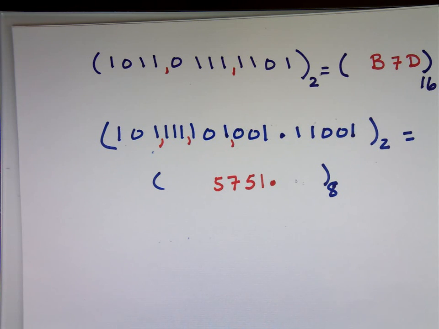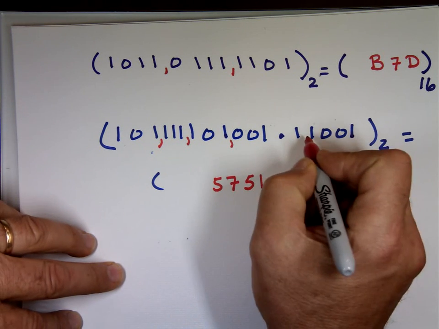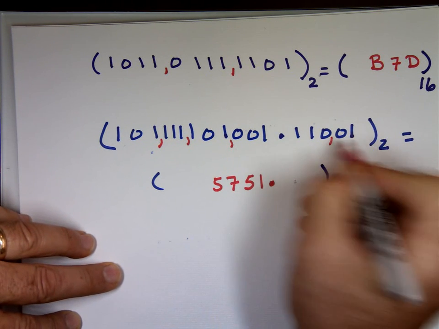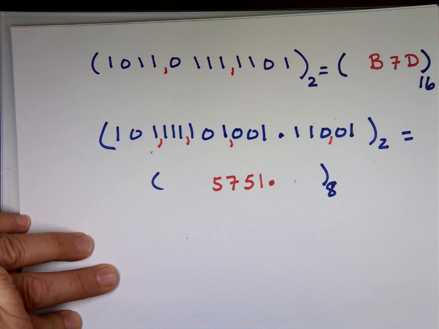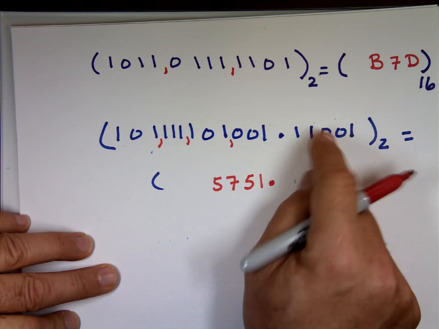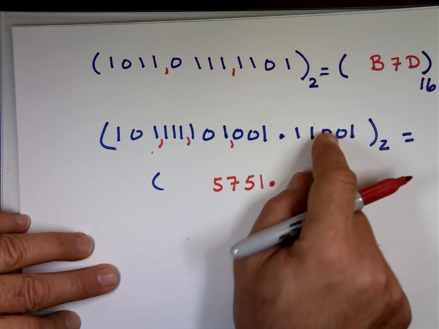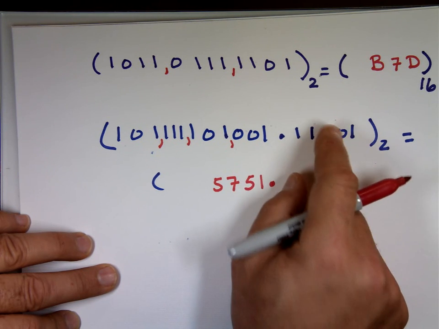What is to the right of the decimal point? Groups of 3s. 1, 1, 0. That's one group. How do you go backwards? Or 0, 1, 1. Let's think about 0, 1, 1. 1, 2, 4. It's always the same direction. 1, 2, 4. Oh, 6. That's a 6.